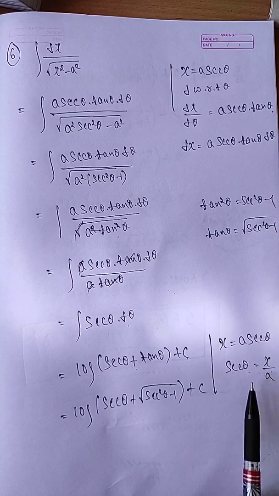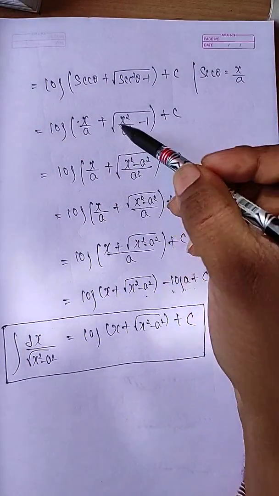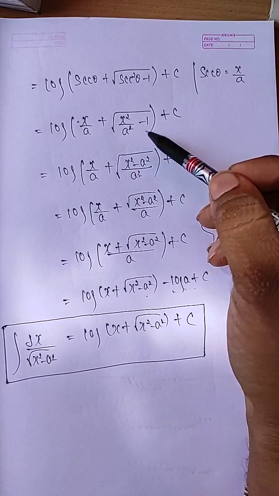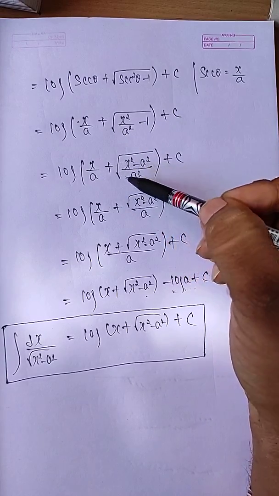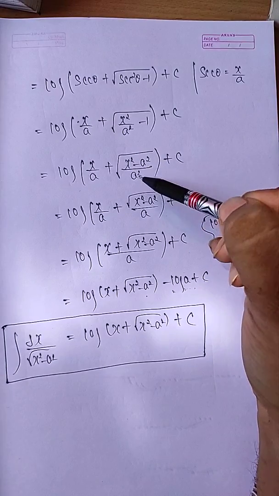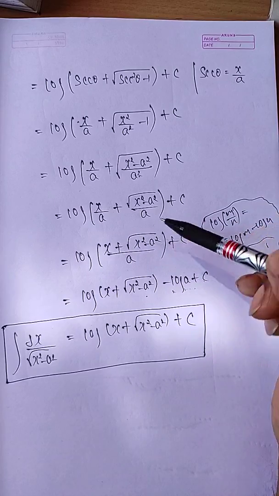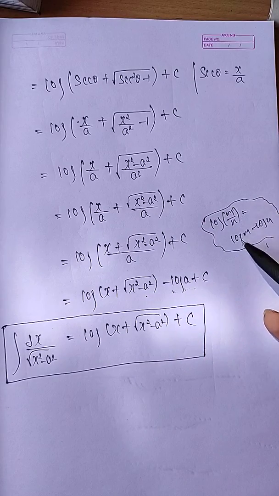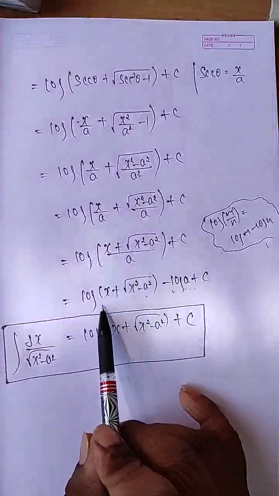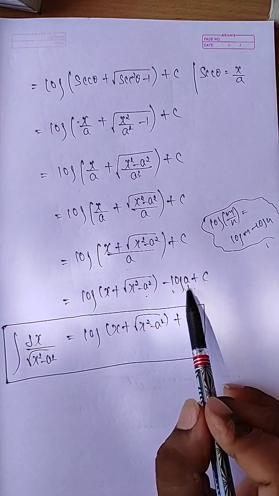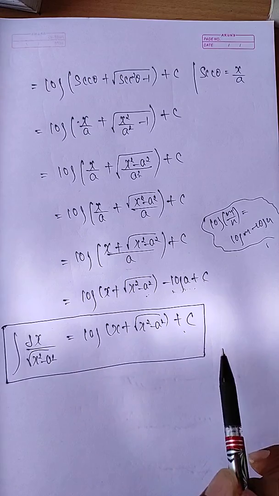The secant theta is replaced as x by a. So log of x by a plus root of x square by a square minus 1 plus c. I am taking a square as an LCM. Log of x by a plus root of x square minus a square by a square. The square and root cancel, leaving a in the denominator. Denominator is same, add the numerator. We are applying the property log m by n is equal to log m minus log n. So this is log of x plus root of x square minus a square, minus log a, plus c. Log a is the constant value, plus c is c. So this is the proof.